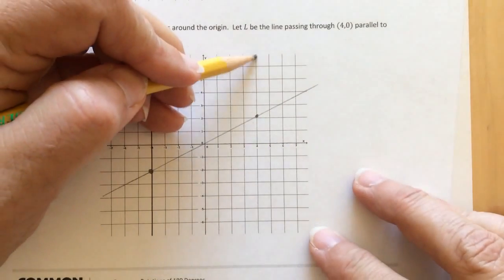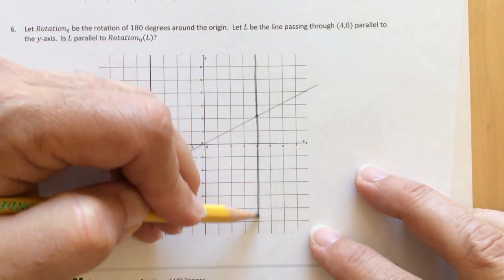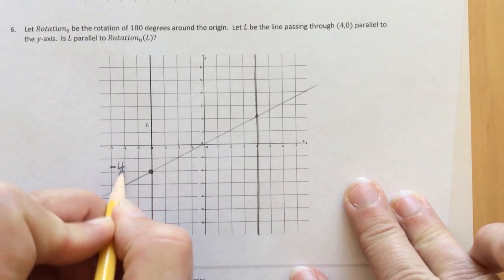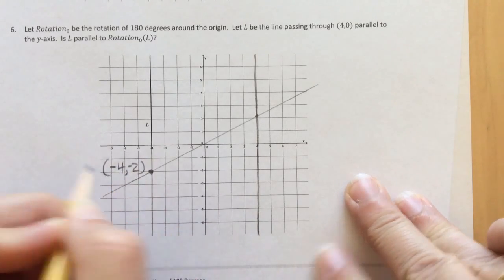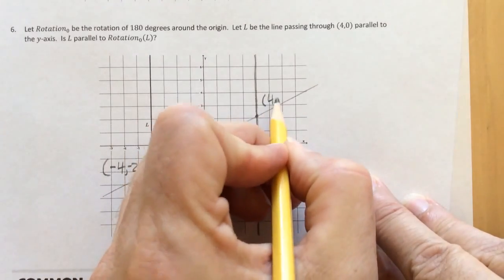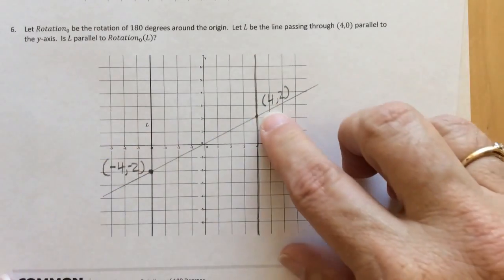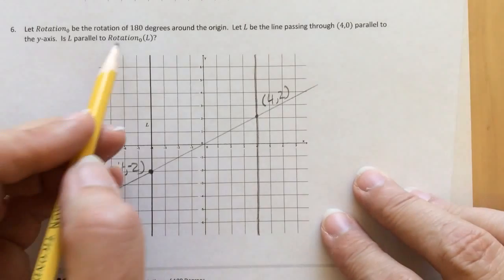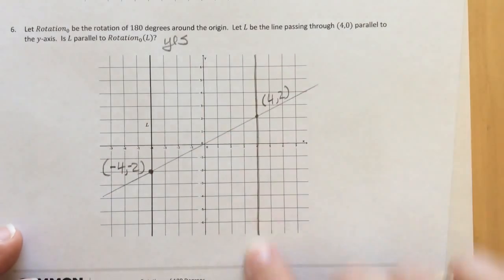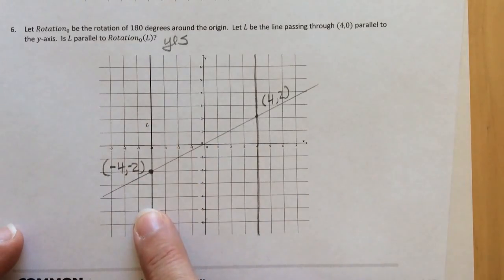And I can see from my transparency that this is the line it goes through. So the coordinates of this point were -4, -2. So the rotated point would be +4, +2. These two lines are parallel, the rotated line and the original line. Okay, that's 5 and 6. Let's look at exercise 7.